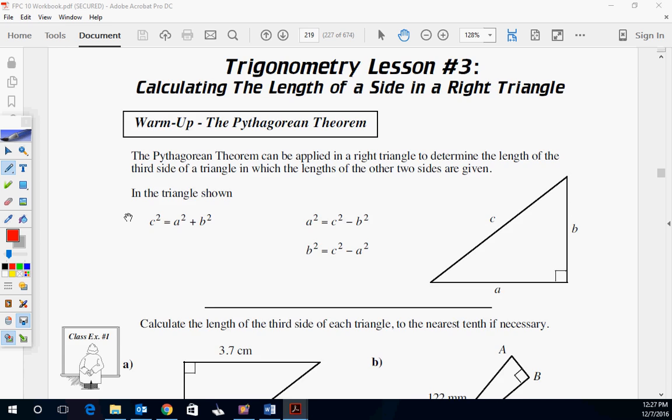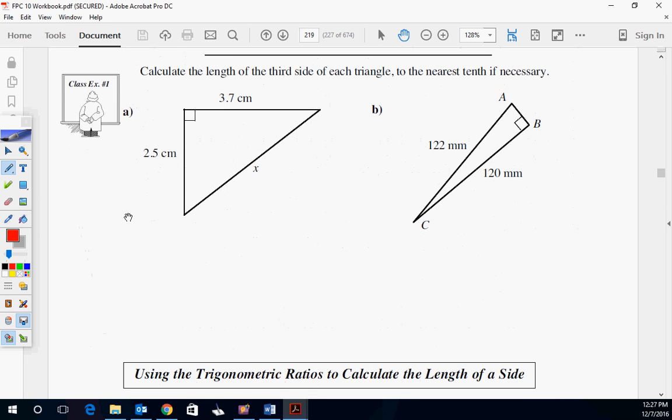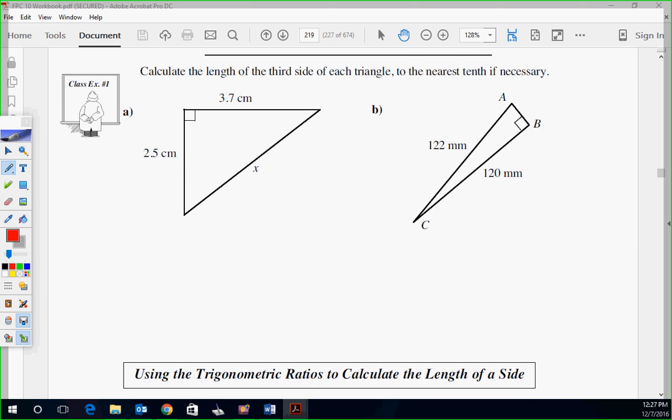Okay, so in doing so, let's try these ones here. So this one we're missing the long side. So this would be an example of a squared plus b squared equals c squared. So 2.5 squared plus 3.7 squared equals x squared. Okay, can somebody calculate that for me? What's 2.5 squared plus 3.7 squared? What is it?